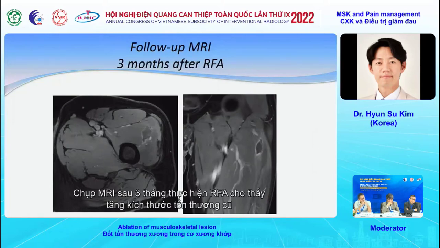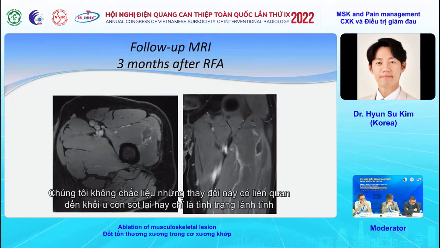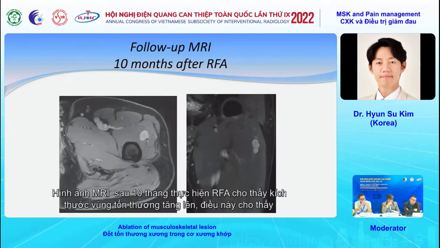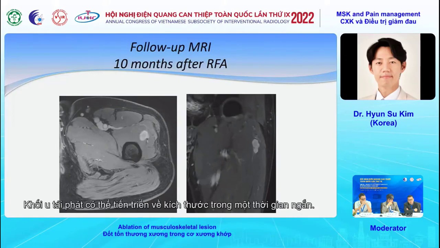MRI obtained 3 months after the RFA shows remaining peripheral enhancement in the lesion. We were not sure whether these enhancements were related to remaining tumor or benign condition. MRI obtained 10 months after the RFA shows increased size of enhancing lesion, which suggests local tumor recurrence. This recurrent tumor is actually larger than its initial presentation, and we can see how fast the recurrent tumor can progress in size over a short period.